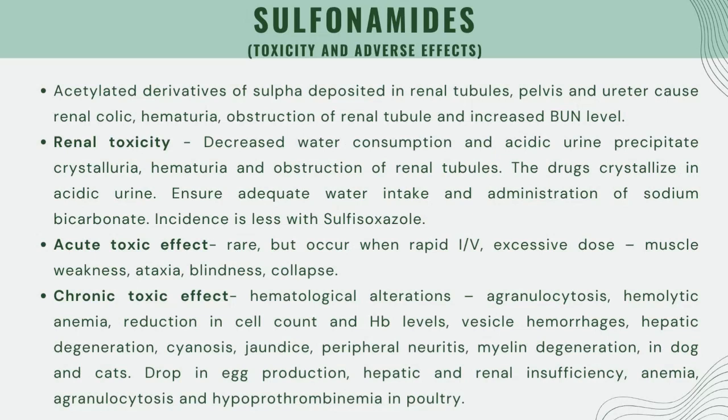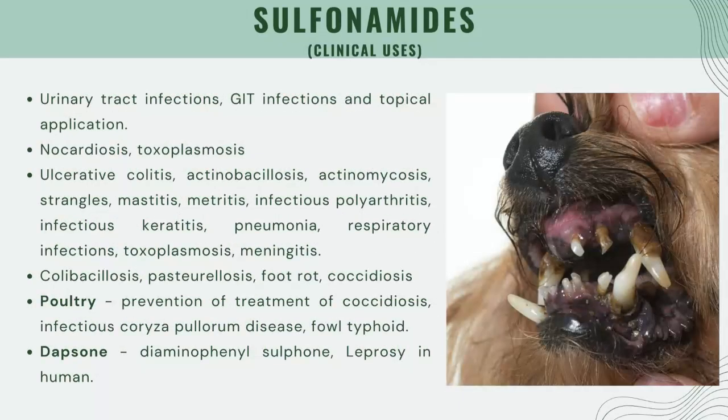Agranulocytosis, hemolytic anemia, reduction in cell count and hemoglobin levels, vesical hemorrhages, hepatic degeneration, cyanosis, jaundice, peripheral neuritis, myelin degeneration in dogs and cats, drop in egg production, hepatic and renal insufficiency, anemia, agranulocytosis, and hypoprothrombinemia in poultry.